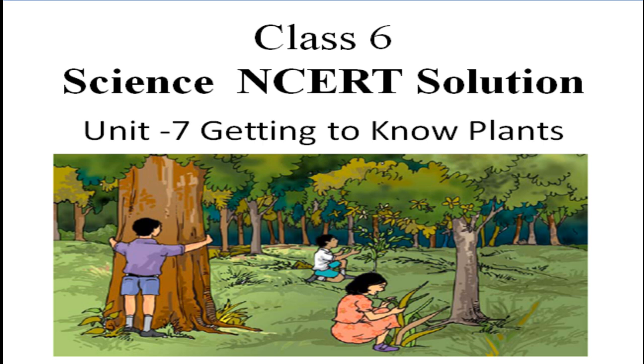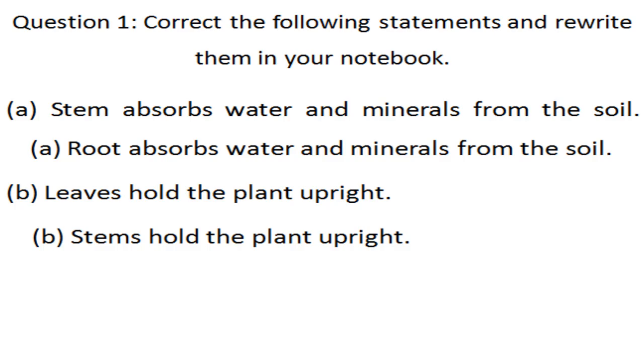Today we are going to do Science NCERT solution for class 6 unit 7, getting to know plants. Our first question is: correct the following statements and rewrite them in your notebook. First, stem absorbs water and minerals from the soil. The correct statement is roots absorb water and minerals from the soil.